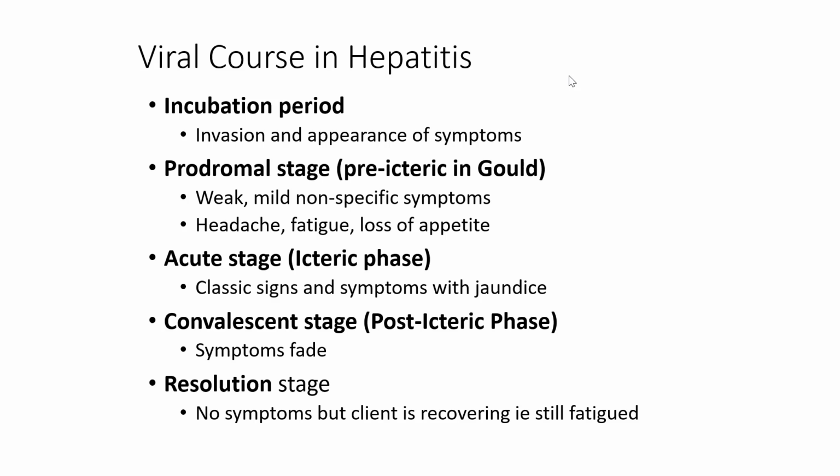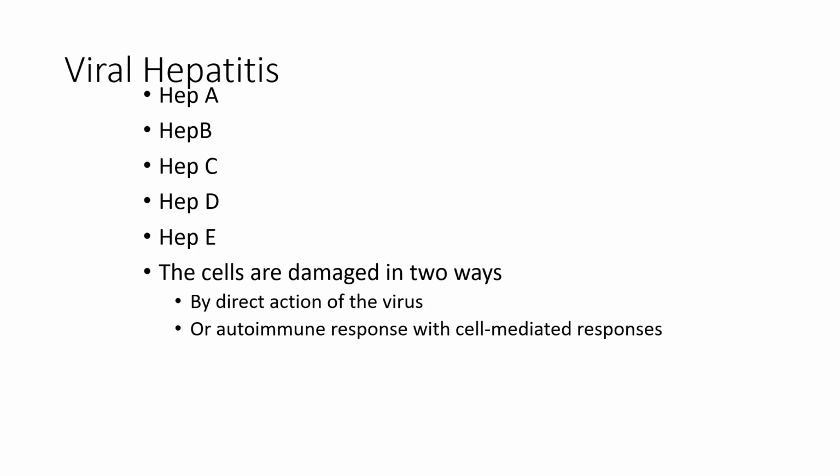So they have headache, fatigue, loss of appetite. And then they enter into the acute stage, which is the icteric phase, where they actually start to have the classic signs and symptoms with jaundice. And then the convalescent phase is post-icteric, jaundice goes away, the symptoms start to fade, and then you have the resolution stage. And as I said, there's 5 types of hepatitis.